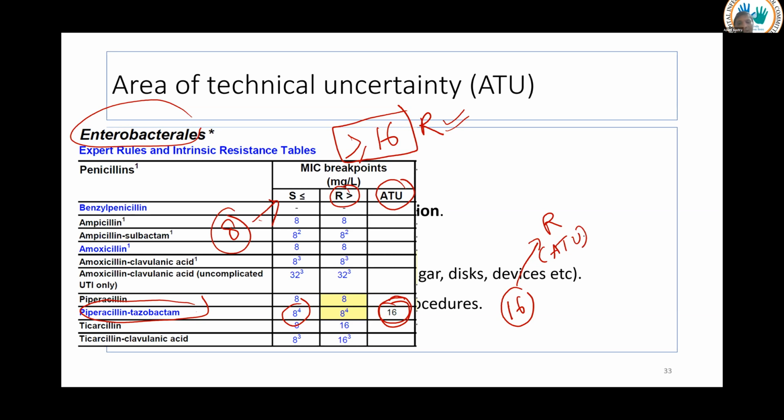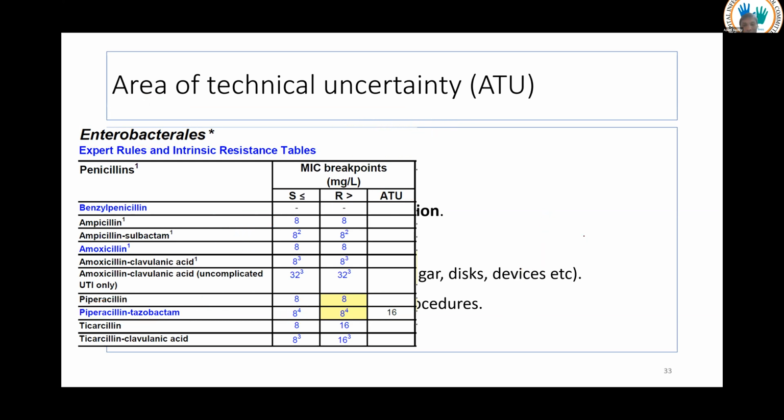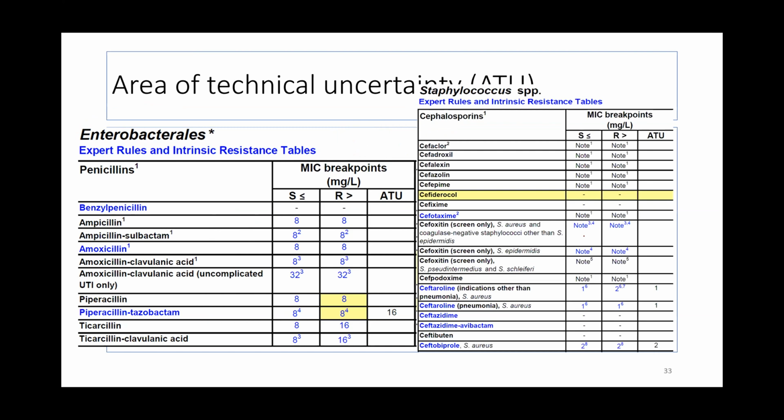It is an area of technical uncertainty also. It may be a buffer zone which may say that it is a technical error. So you have to take it with a pinch of salt. The clinician has to take the result with a pinch of salt. Similarly, ATU result can happen on the susceptible side also.